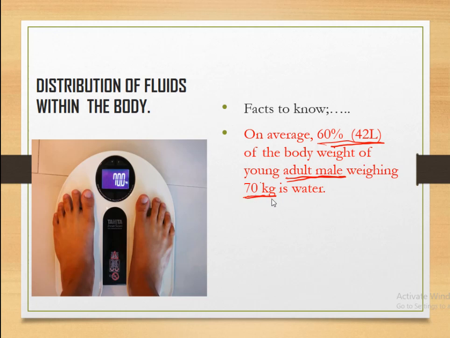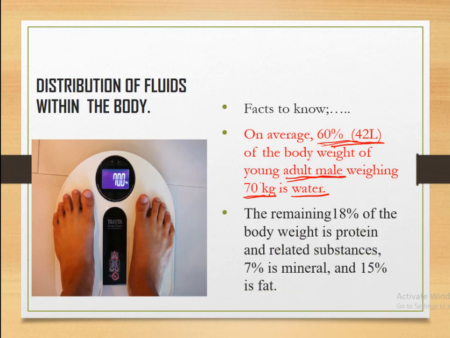So this young male adult with an average mass of 70 kg is made up of water whose quantity is 42 liters. The other thing we need to look at is the remaining percentage. 18% is proteins and related substances. When you talk of proteins, you can talk of things like enzymes, and different substances which come from proteins, including hemoglobin itself.